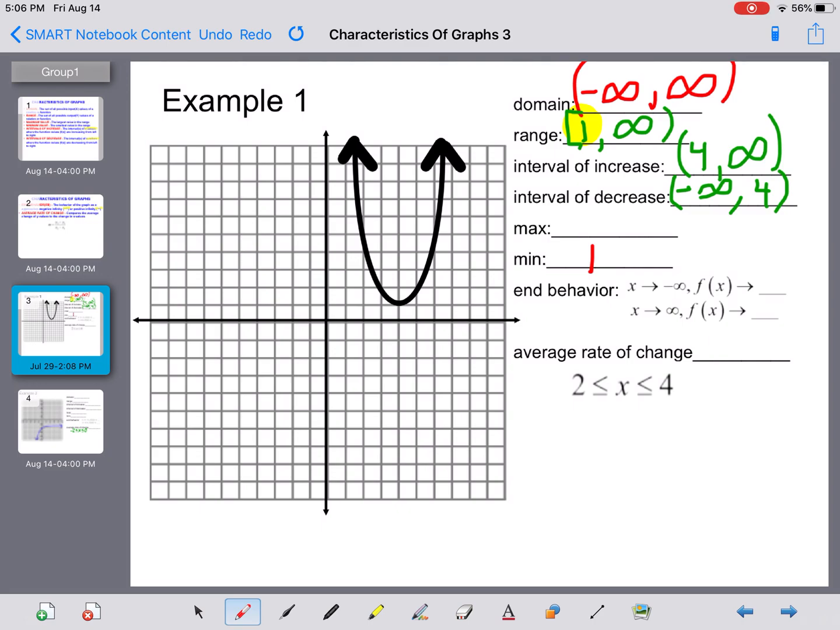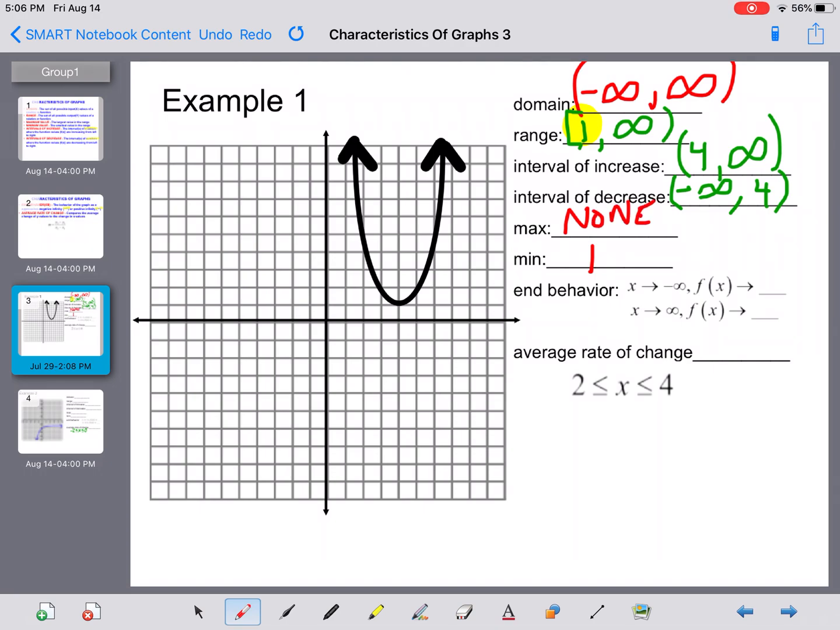The upper bound of the range is positive infinity, and we don't actually reach infinity because we can't reach infinity. We can keep going on forever. And so for that purpose, we're going to have no max. We do not put infinity here. We're just going to put none or NA.